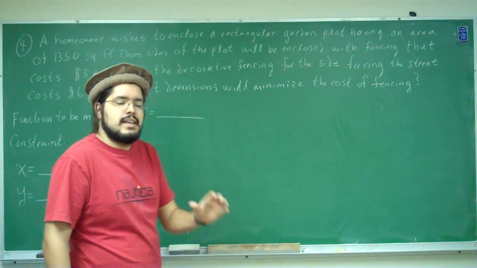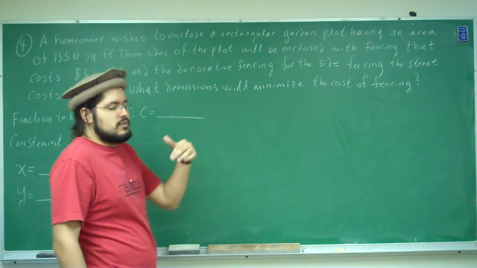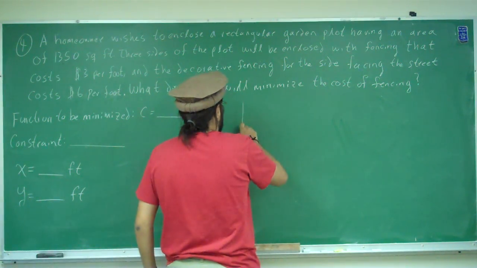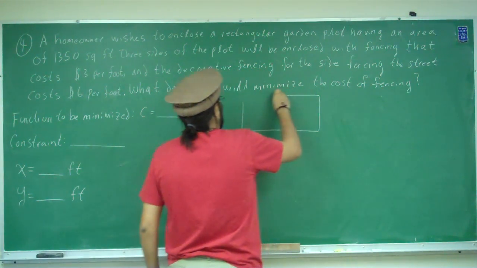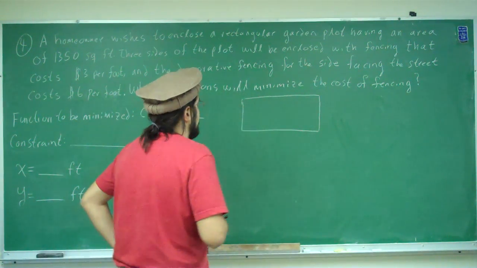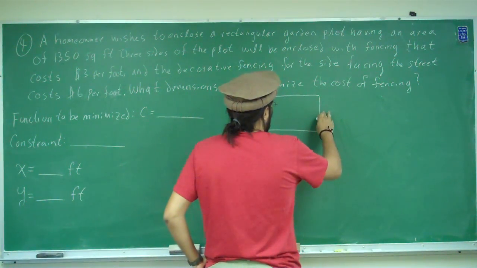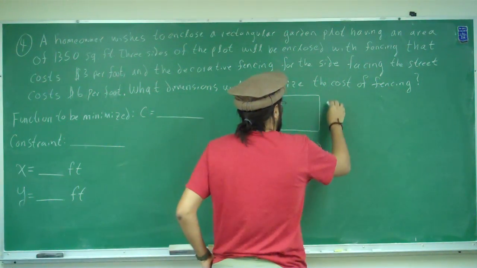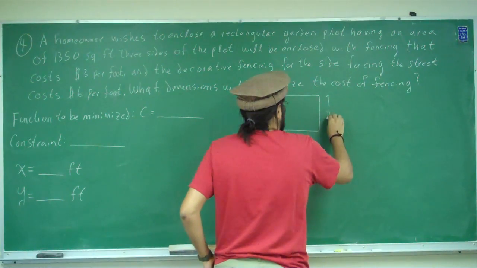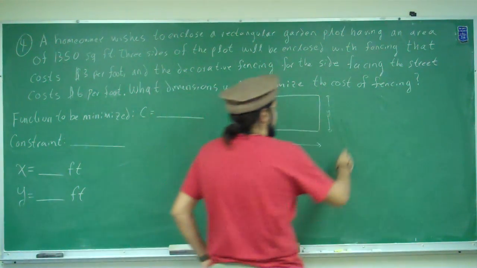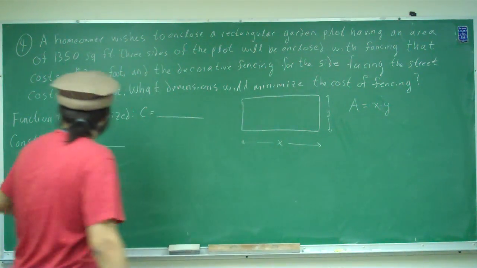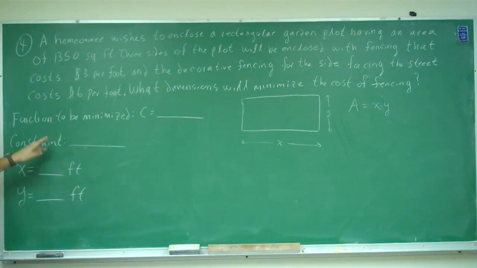So this is a word problem dealing with minimum and maximum using the first derivative test. What we want to do is first, I like drawing the picture, to see what we have. So we have some rectangular garden or plot, and let's call this the x value. Now let's call this the y value. Then we know the area of a rectangle is x times y. And by the way, we want to find the function to be minimized, the constraint, which is the domain, and the x and y values that are the minimum.